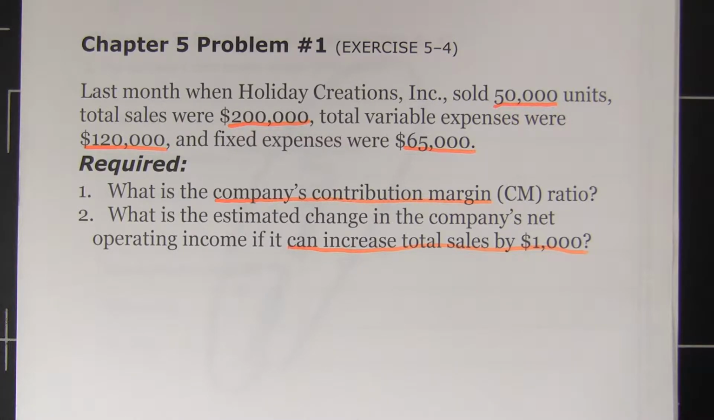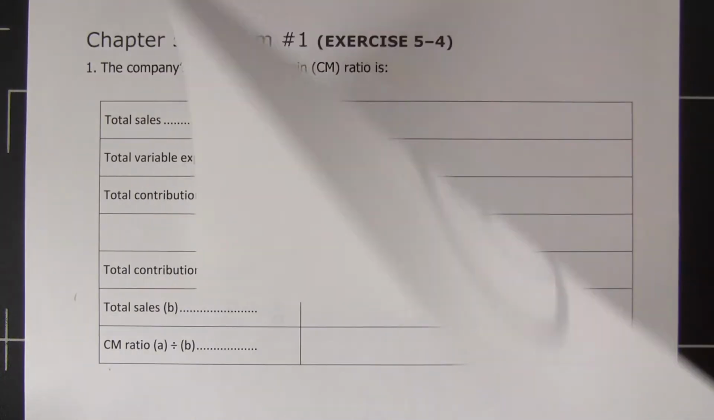The variable expenses were 120,000, so that's what, $3 a unit, something like that. No, less than that. And the fixed expenses were 65,000. They want to know the company's contribution margin and what happens if we can increase the sales by a total of $1,000. Well, let's take a look at this.